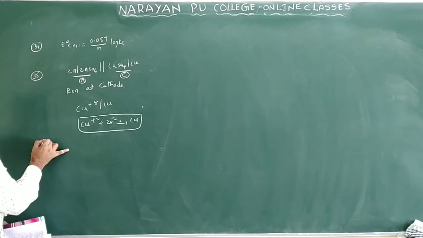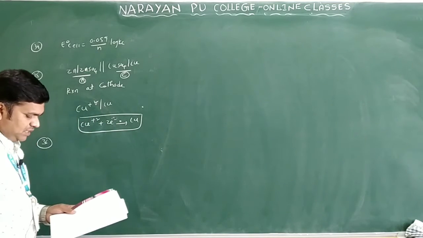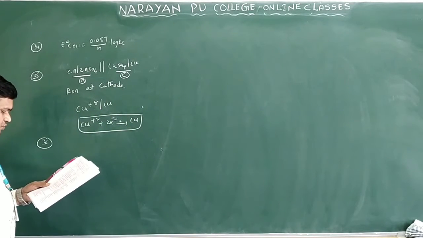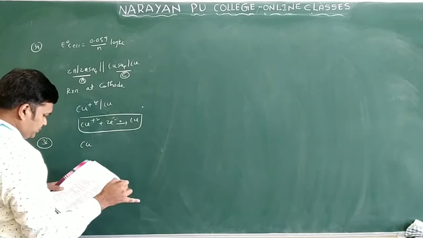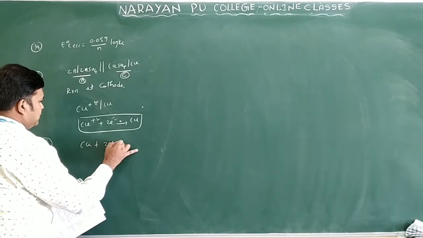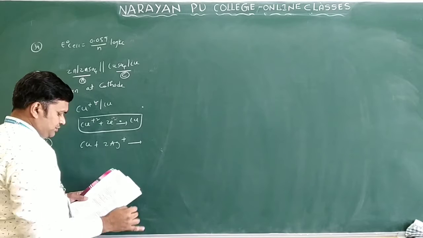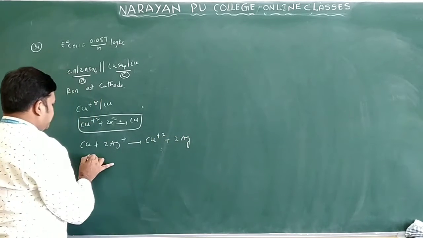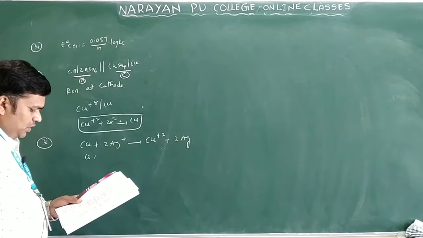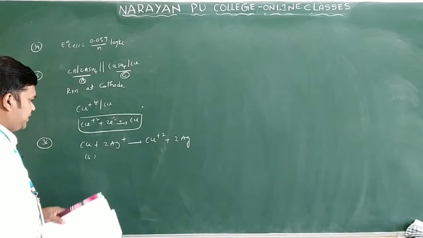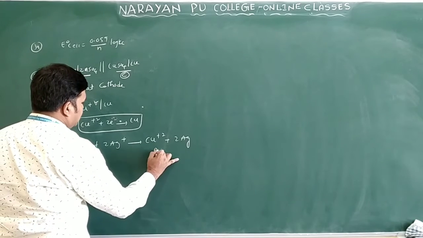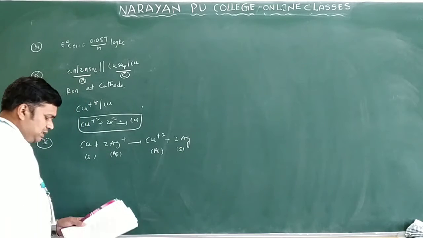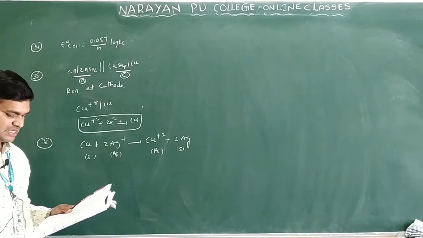Next, question number 36. The cell reaction is given. What is that? Cu + 2Ag+ gives Cu2+ + 2Ag. Copper is solid here. Here Cu2+ is aqueous. This is aqueous and this is solid. They are asking to represent the cell.